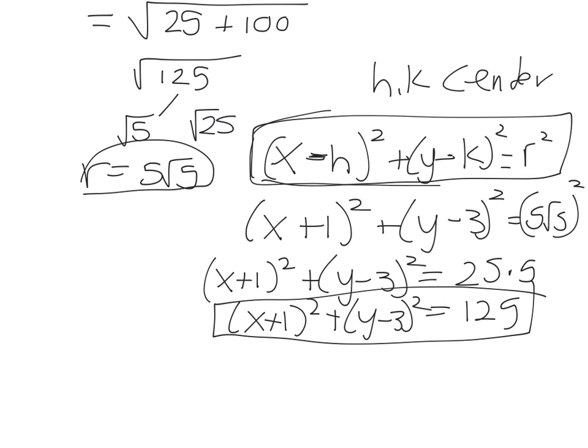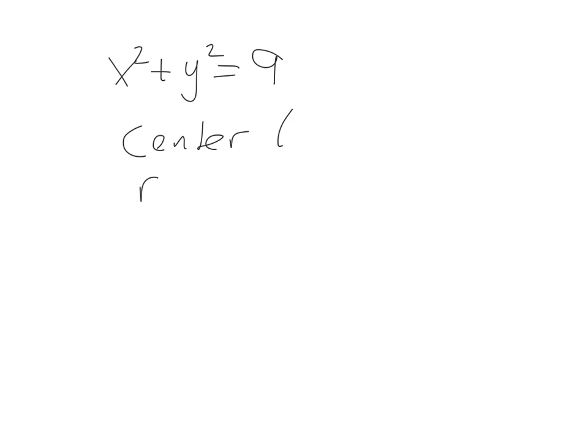Take the square root of r squared, because the book is gonna give you an equation like x squared plus y squared equals 9, and ask what's the center of this circle and what's the radius? So the center would be 0, 0, and the radius would be 3.